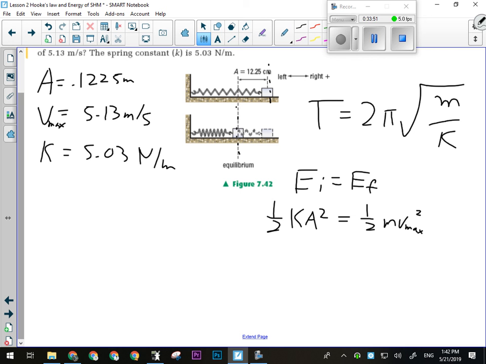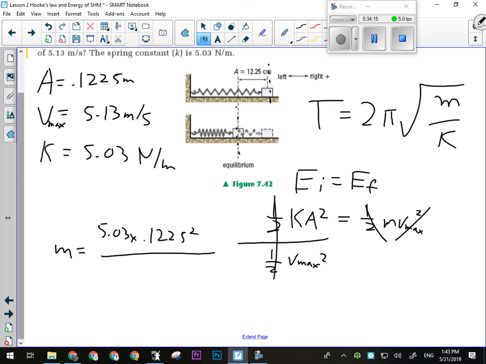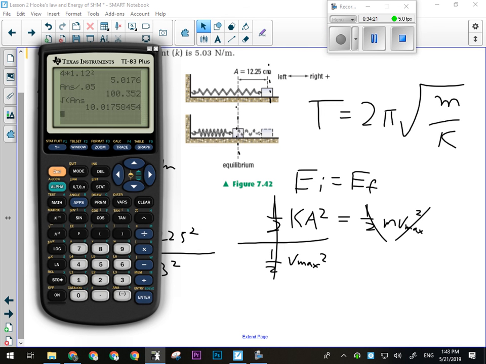These two things are equal, and I know everything except for the mass. So I'm just going to isolate the mass by dividing both sides by half of v max squared. The halves will cancel, and I'll be left with just m over here. So m will be 5.03 times 0.1225 squared divided by 5.13 squared. So that'll get me my mass.